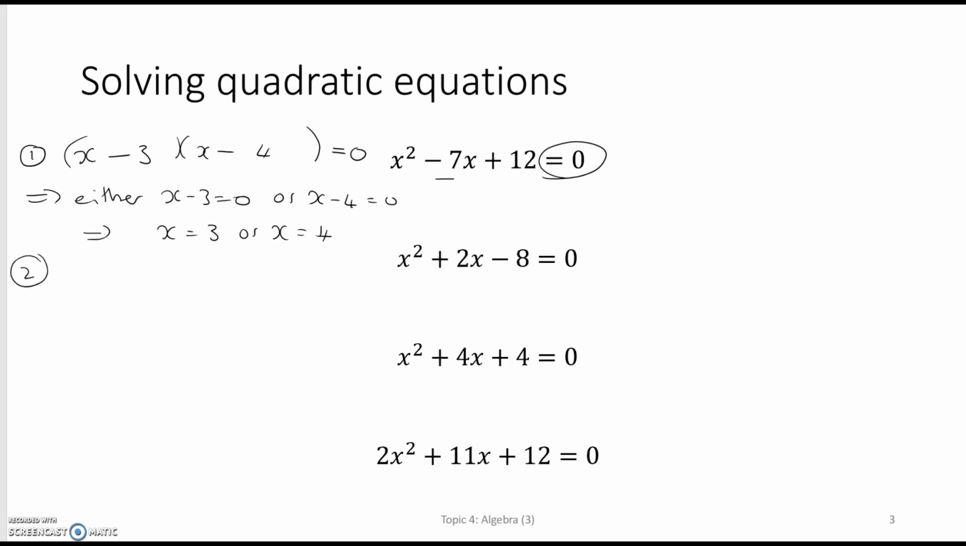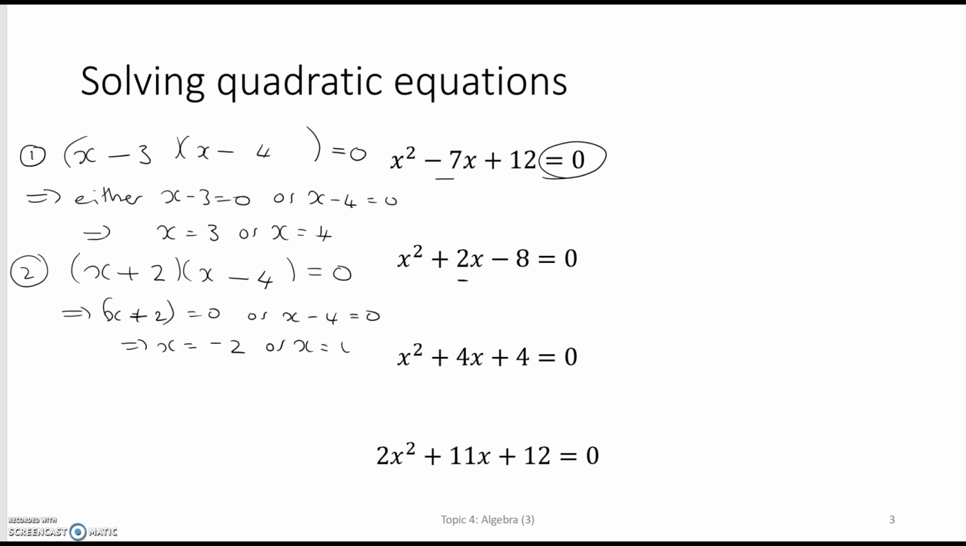The second one, let's factorize that. So x and x. We need numbers that add to make 2 and multiply to make -8. So maybe +2 and -4. Yes, that works. So then x plus 2 equals 0 or x minus 4 equals 0. So x equals -2 or x equals 4.